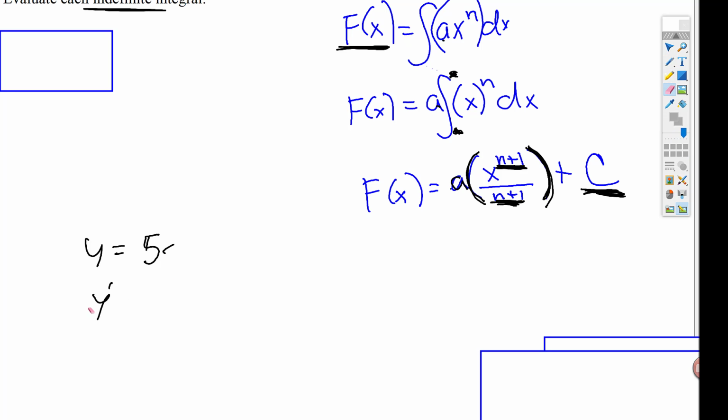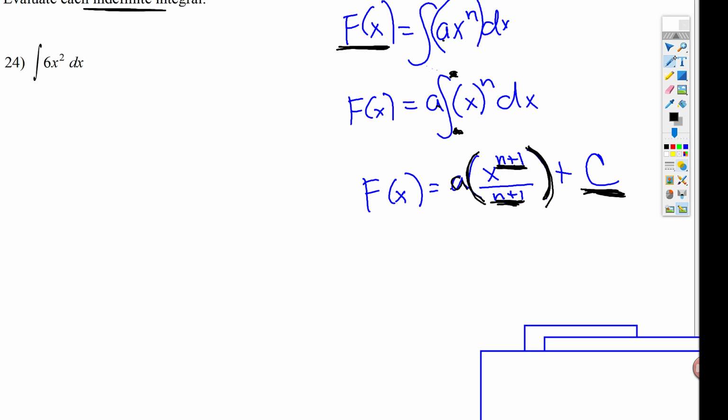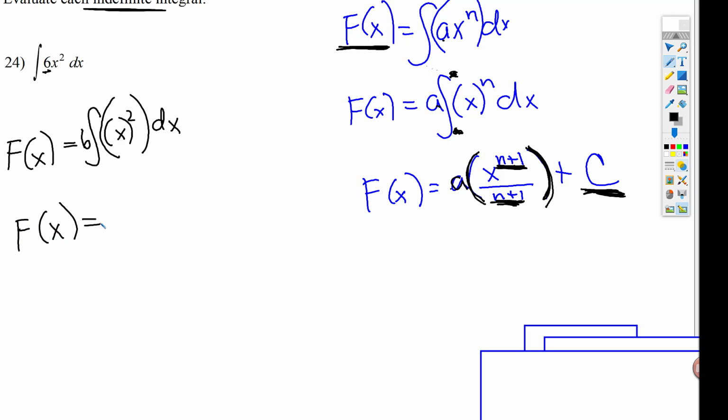So let's go ahead and do an example so you know exactly what I'm talking about. Here's the constant, so I'm going to say uppercase F of x is equal to the indefinite integral. The 6 is going to come out front, and then the x squared, and then another set of parentheses for the dx. That's as simplified as I can get it. So now uppercase F of x, I'm going to put a 6 on the outside of parentheses, and so I don't forget, I'm going to put plus c right there.